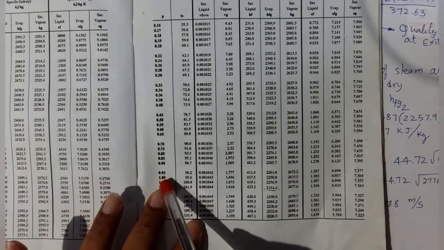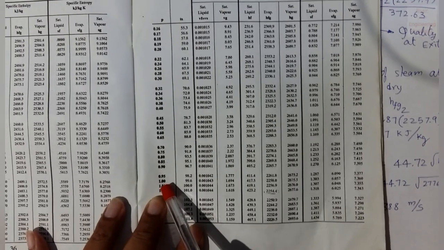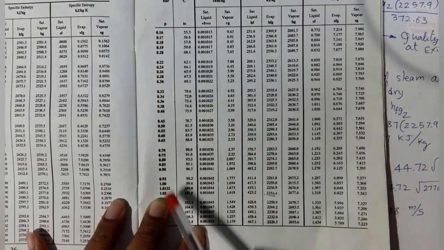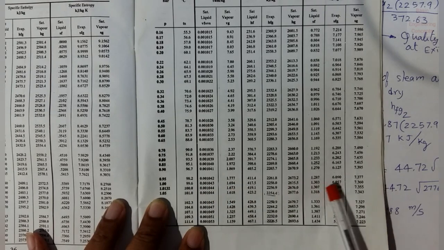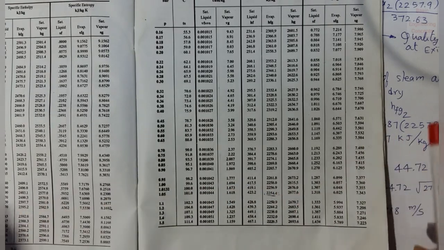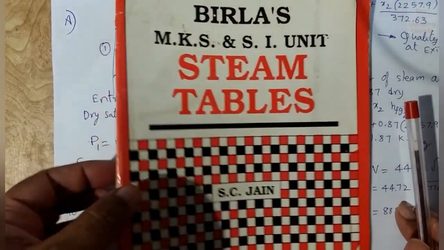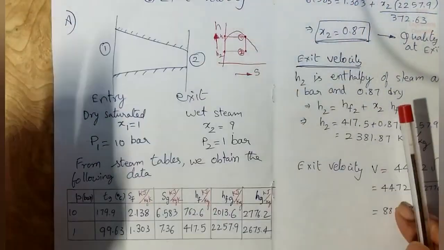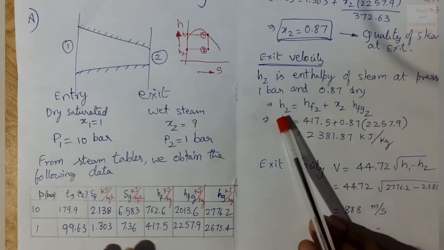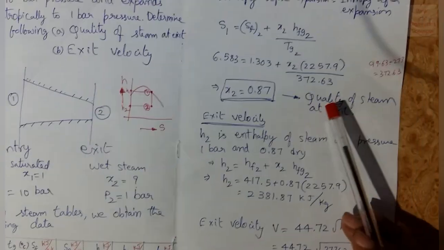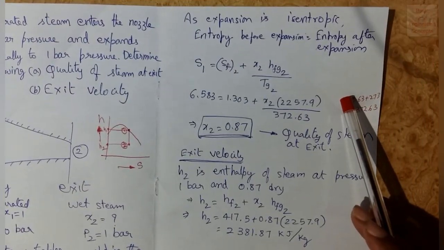Similarly, at a pressure P equal to 1 bar, the temperature is 99.6, and other values will be here. So we have to use the steam tables book to obtain these values. After obtaining these values, we have to start the actual problem. How to solve this, we will see.